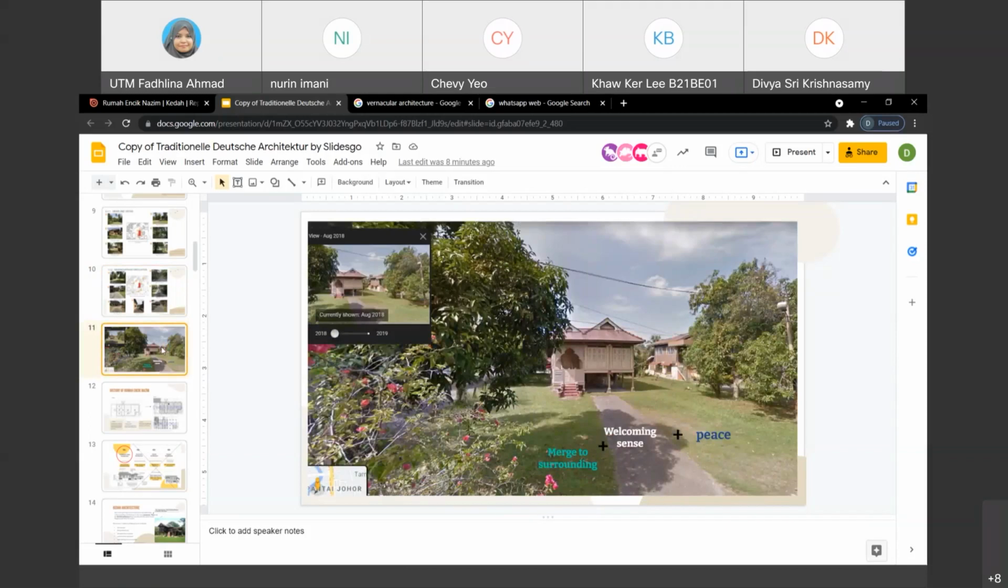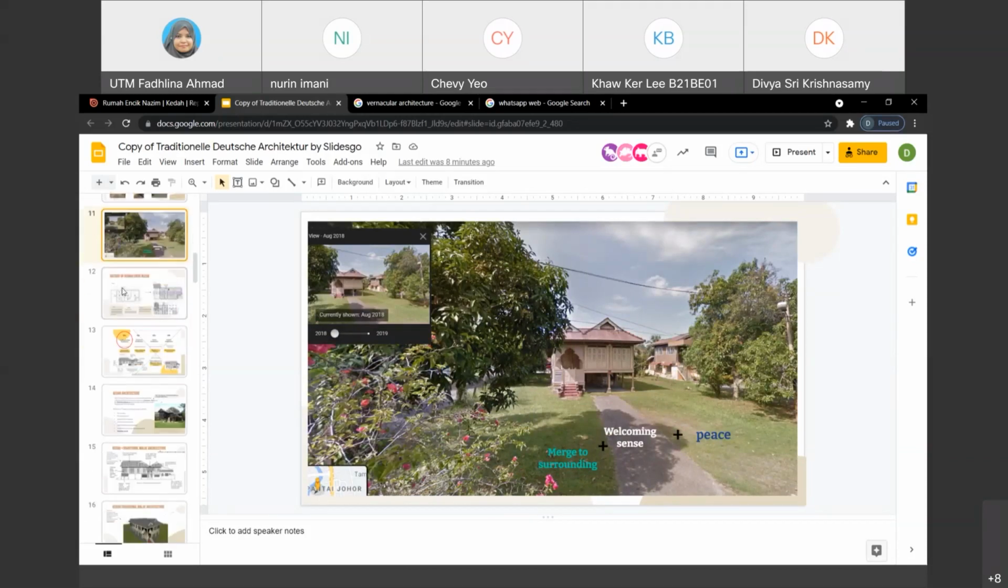Okay, for the sensory of the village, it is very peaceful and calm. So they have a proper park and a direct main entrance that provides a welcoming sense for people. Somehow the building is made of wood, fully merged with the surroundings.